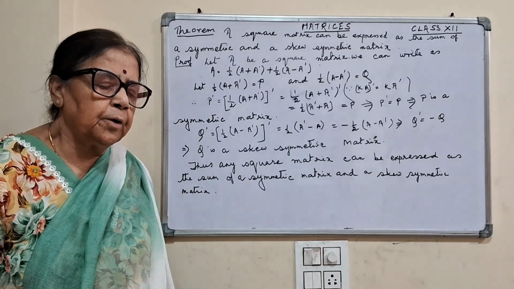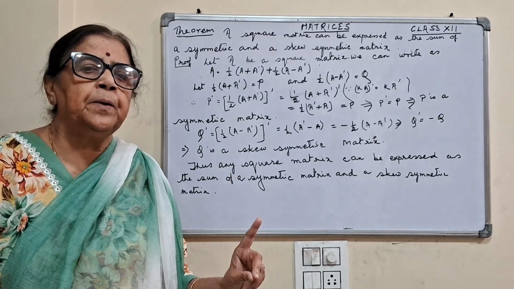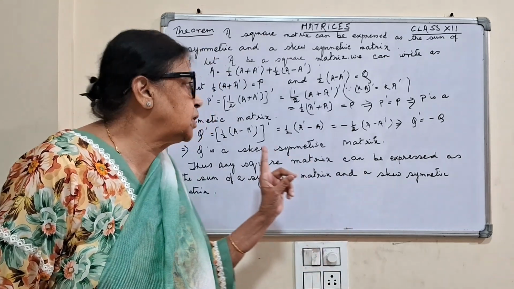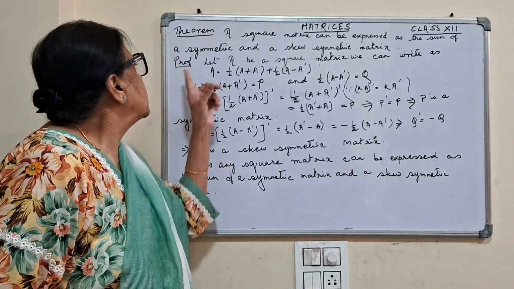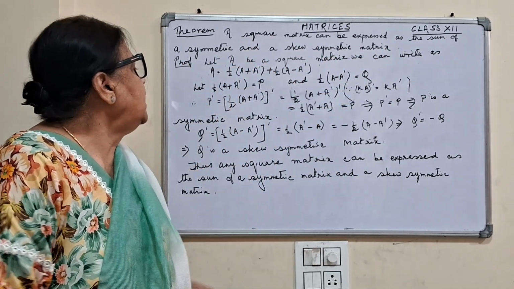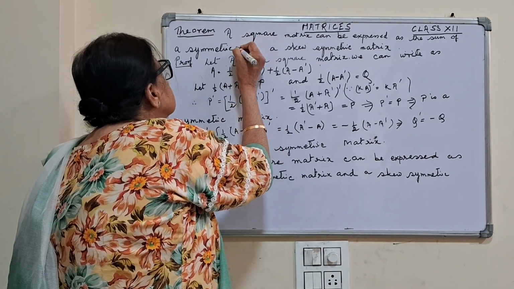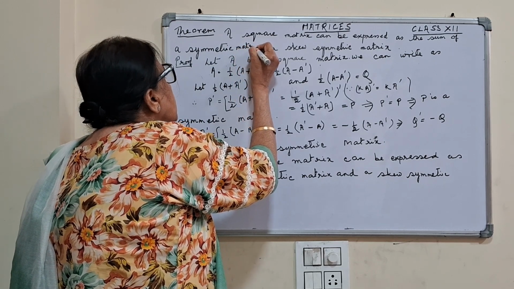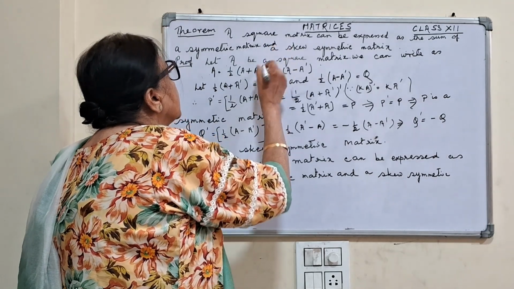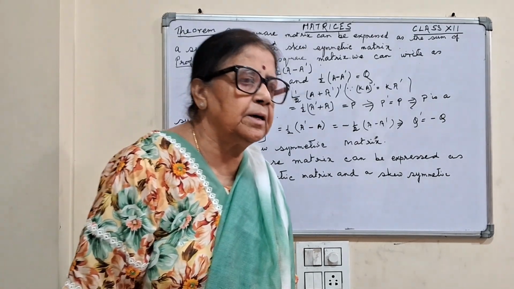We are going to do the theorem, that a square matrix can always be expressed as the sum of a symmetric matrix and a skew symmetric matrix. Okay, let A be a square matrix.